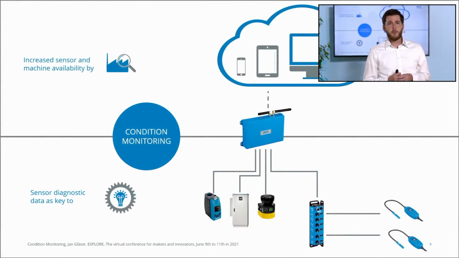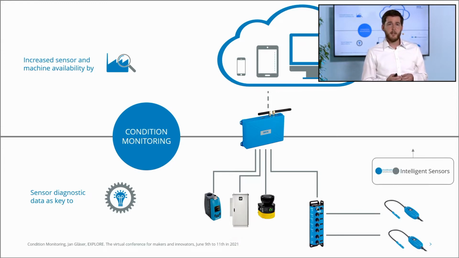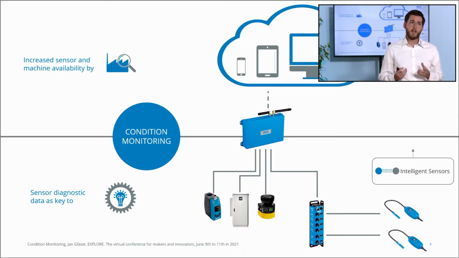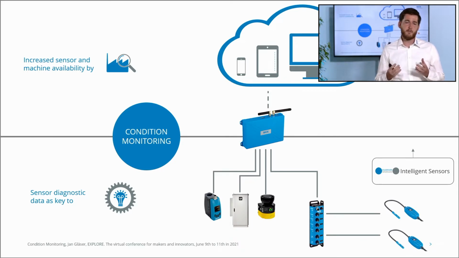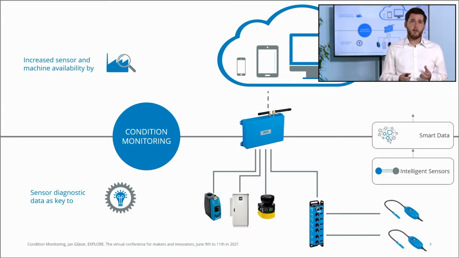Let's come to condition monitoring and what's necessary to do condition monitoring. First of all, we need intelligent sensors. And with these intelligent sensors, my colleague Benedict will show you later in another session what's behind sensors. We need to get data out of it. And with this data, we need to generate smart data. So we cannot work with raw data. We need processed data. We need the relevant data. And this is smart data.